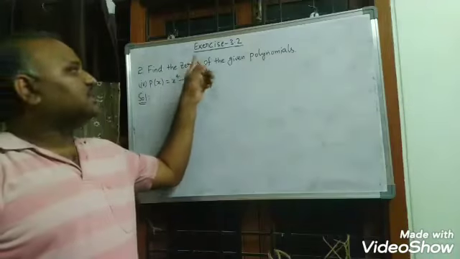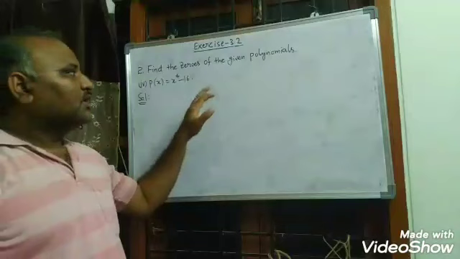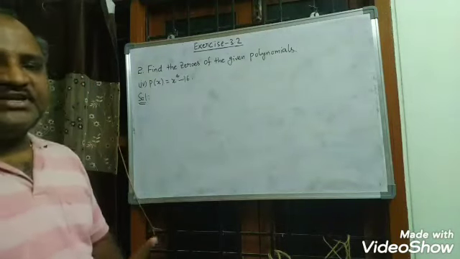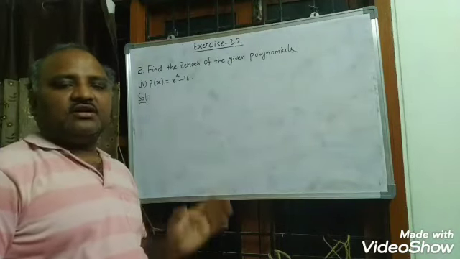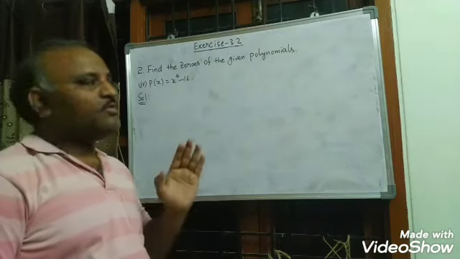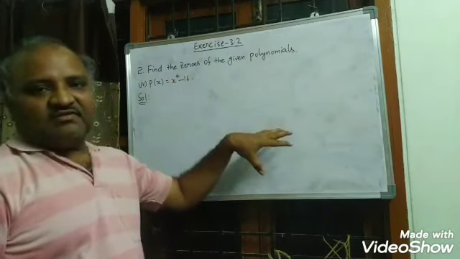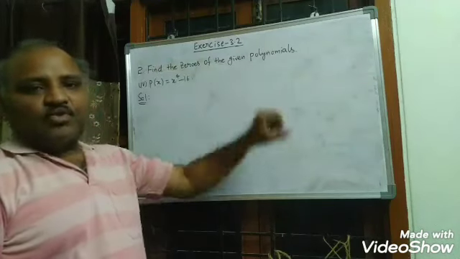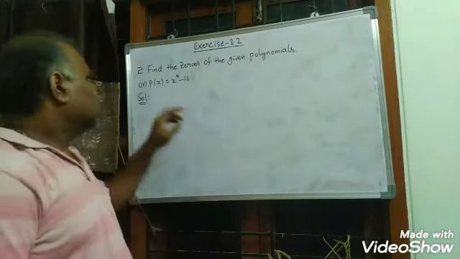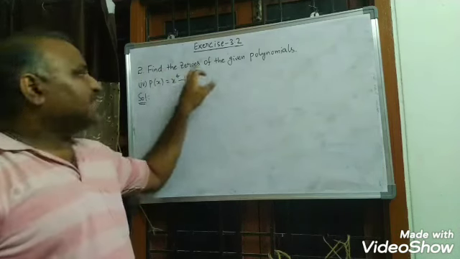About the problems in exercise 3.2. Here in exercise 3.2, the first bit is completely given on finding zeros of polynomial basing on the graph. So that is given separately along with some more example problems. And now I am discussing about the second bit.